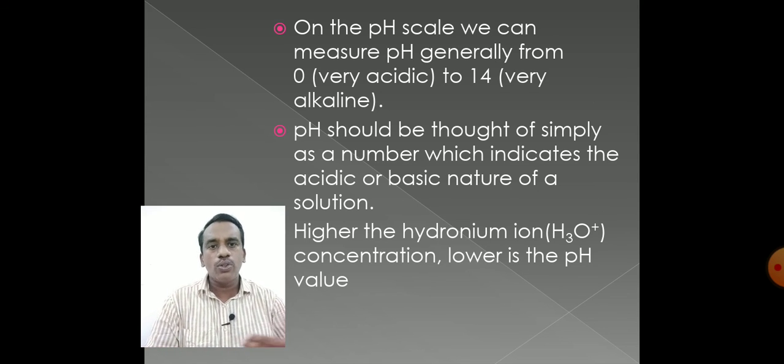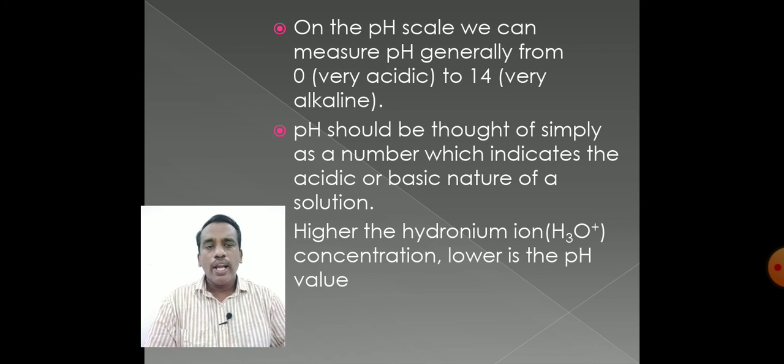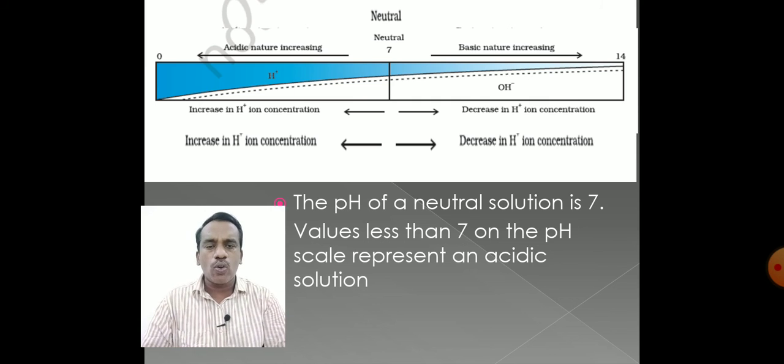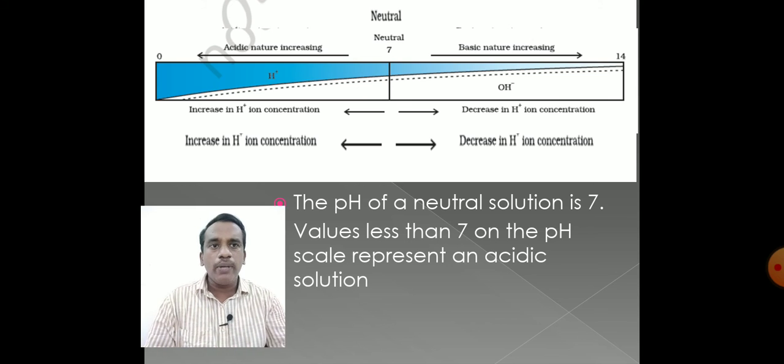So let us come to the conclusion of the graph we are discussing. On the pH scale, we can measure the pH generally ranging from 0 to 14. What do we call the compounds at 0? They are very acidic. And at 14, they are very alkaline. Alkaline means they are highly basic. And the lower the pH, when it is 0, we say it is the strongest acid, and the higher the pH, the stronger the base.